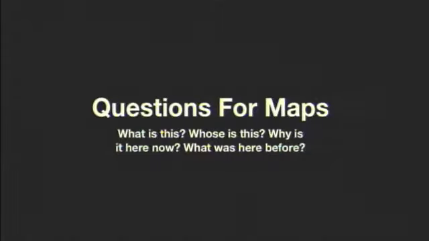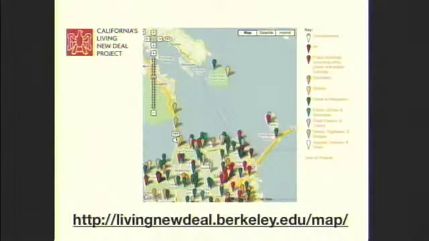I think the reason why this stuff is personally interesting to me is because it allows you to ask a number of different kinds of questions of the maps that you see. You know, what is this feature? Who does it belong to? Why is it here now? What was here before? There's a project coming out of UC Berkeley right now called the Living New Deal Project that I'm finding personally interesting in this way, run by a fellow named Gray Brechin, who's a New Deal historian.